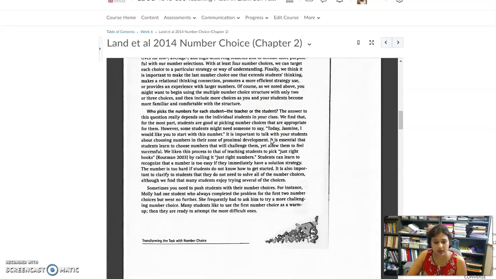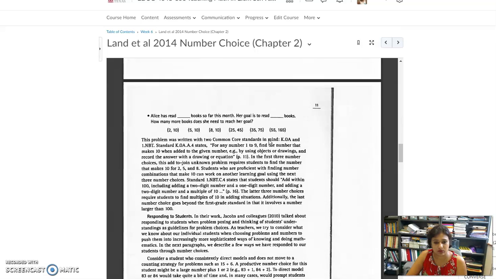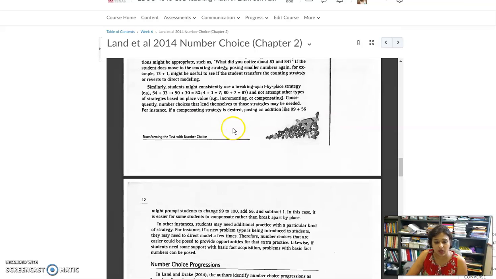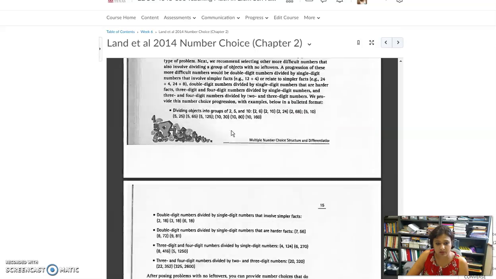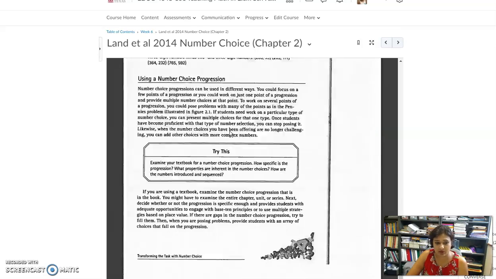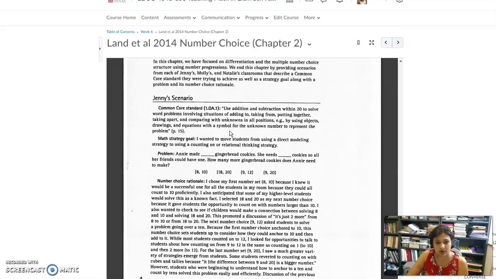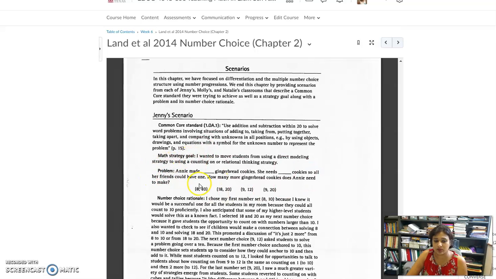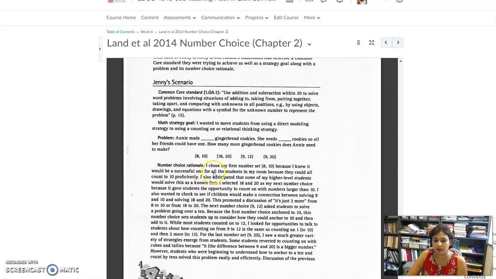So if you look at chapter 2, here is your chapter 2. You say Alice has read this many books. Her goal is to read this many books. How many books does she need to reach? This is what it is. Really great examples are actually in the scenarios. Let me go back to those scenarios. Look here. This is a problem and then the number choice rationale.